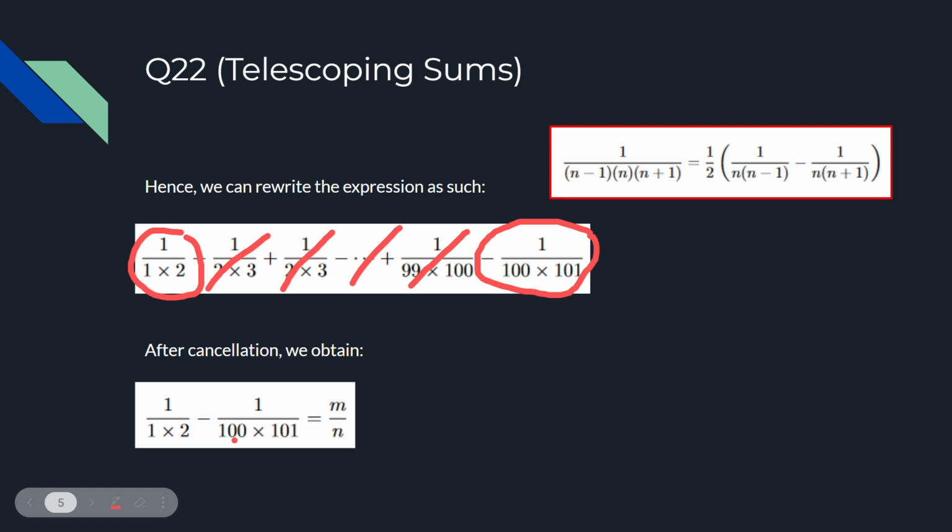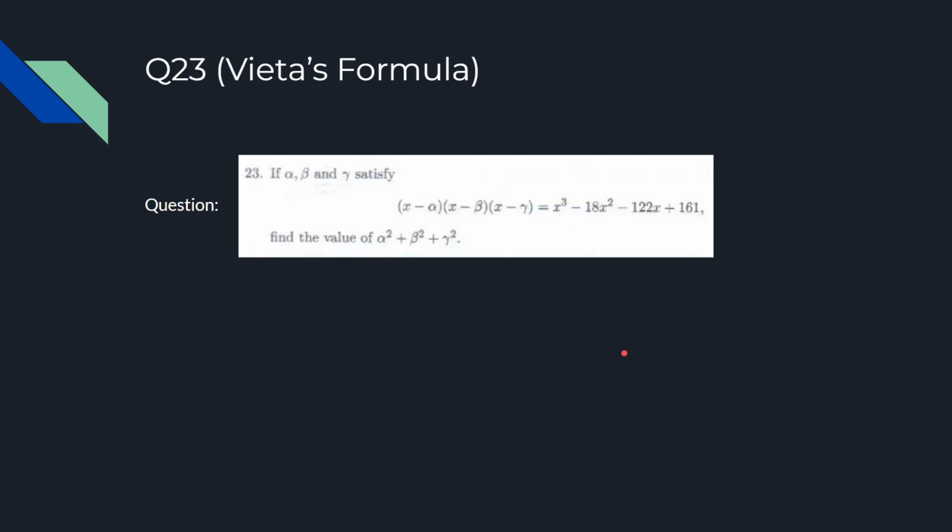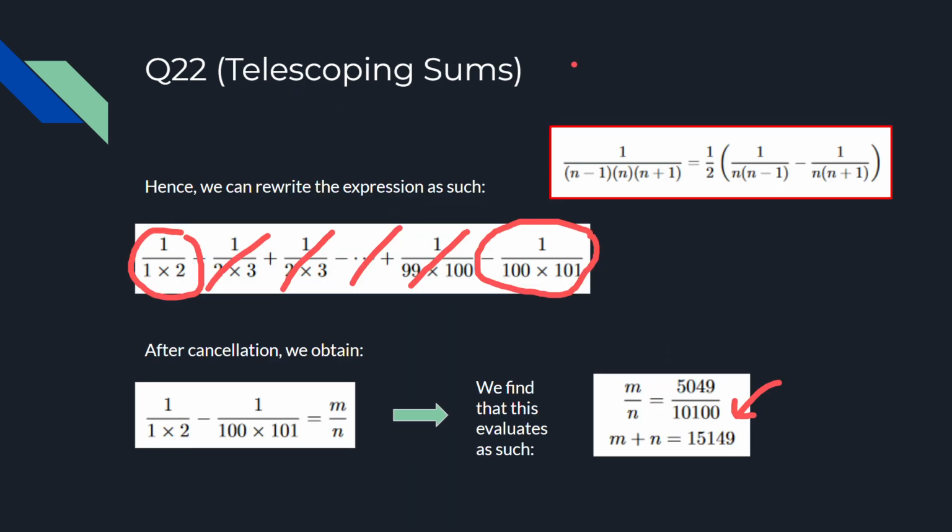And this thing is fairly straightforward to evaluate through some arithmetic. And it evaluates as such, and we can simply add the two terms up. This is in its simplest form. Right. My bad. The overarching theme, in my opinion, is this thing called telescoping sums for question 22.